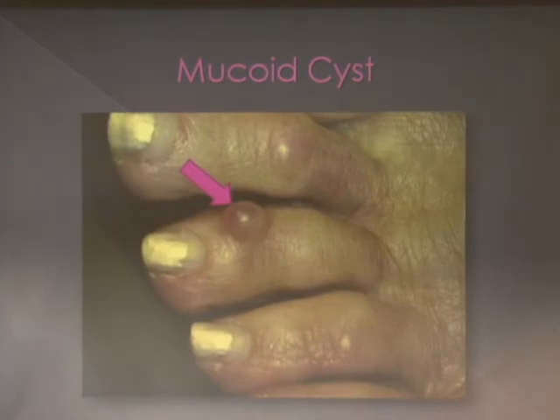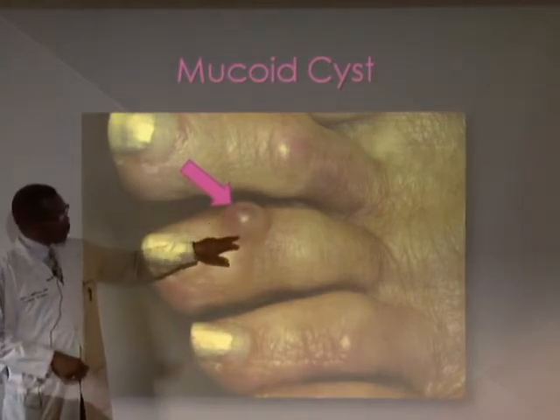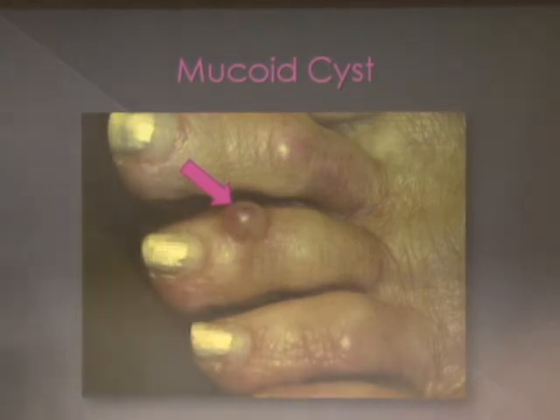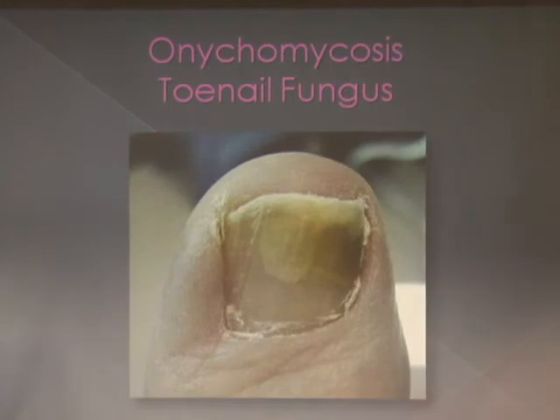Another misconception is a mucoid cyst, usually diagnosed as a tumor. It's a tumor on top of the toe, and it is a tumor because it does exist, but it's a cyst that consists of mucus. It usually exists at a joint, and drainage by surgical means is the number one treatment.